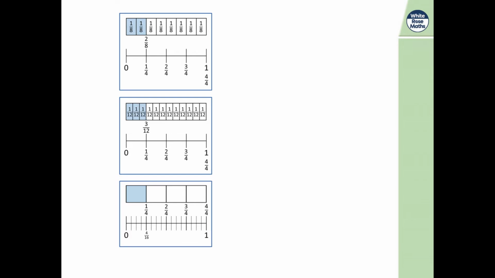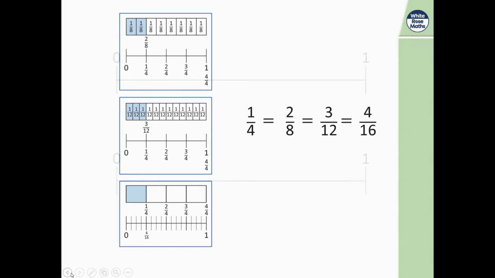You can see the quarters, the eighths, the twelfths and the sixteenths. Let's have a look at 1/4 along the line. You can see that with that line there, 1/4 is the same as 2/8, 3/12 and 4/16. What do you notice about the numerator and denominator in this? Can you spot any patterns? Do you know what the next one would be in the sequence? Pause the video now and have a think. Well done, that's right, it would be 5/20.